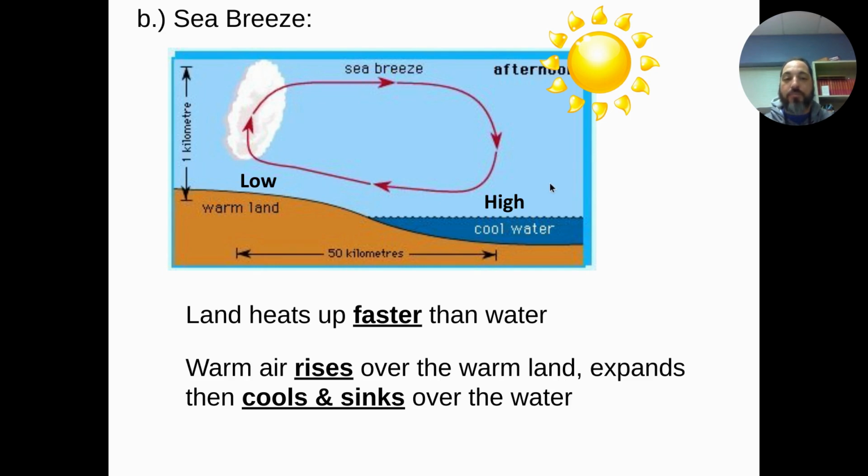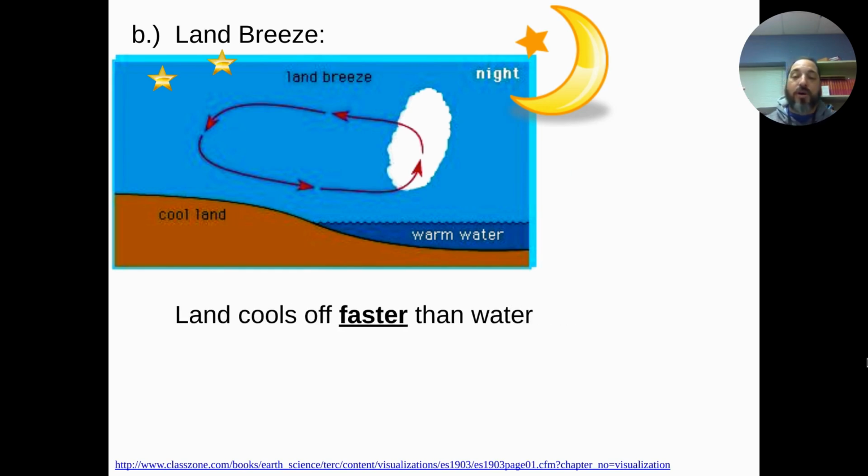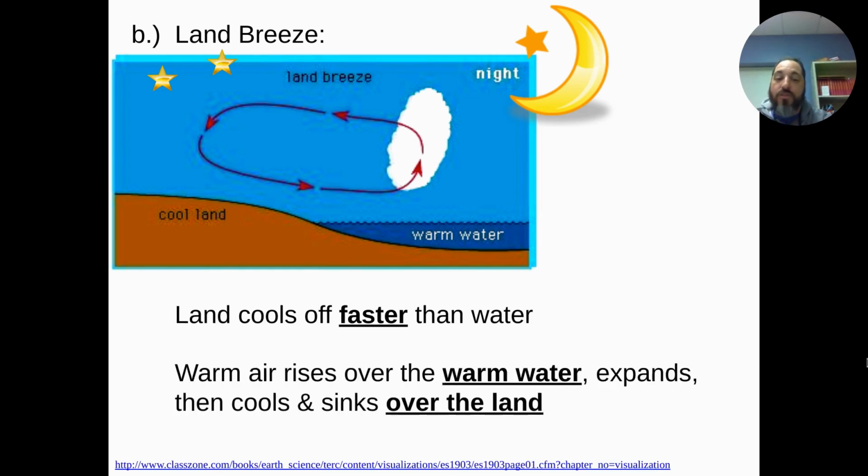So we've got high pressure over here, over the cool water, and low pressure over the warm land. Now this is going to flip at night. At night, we're going to get something called a land breeze. So the land is going to cool off faster than the water. So my high pressure area is now going to be over the land. And the warm water is going to be warming the air above it, and that's going to cause lower pressure. That's going to cause the air to rise up.